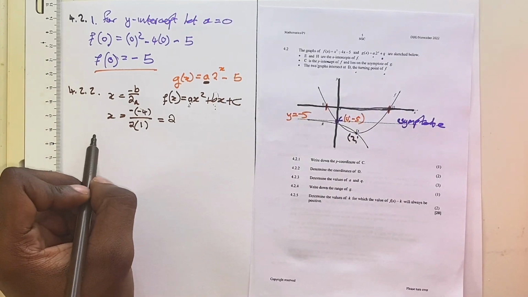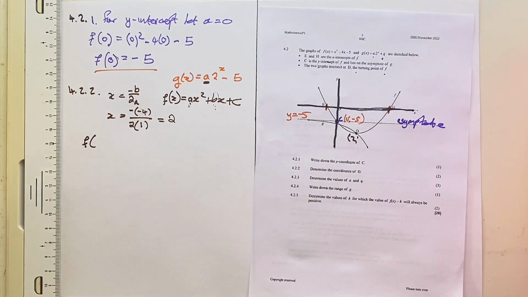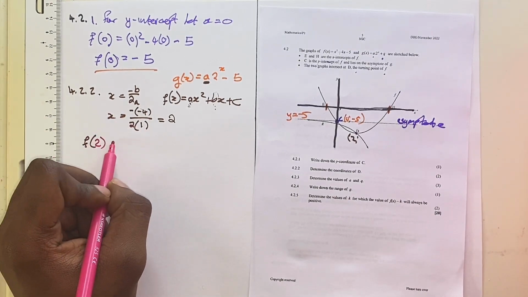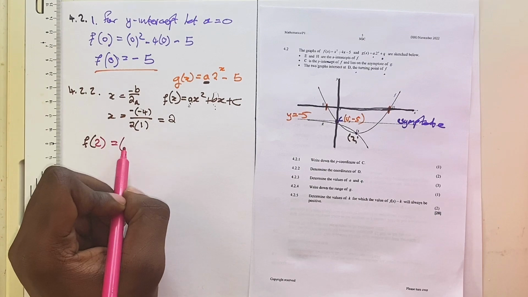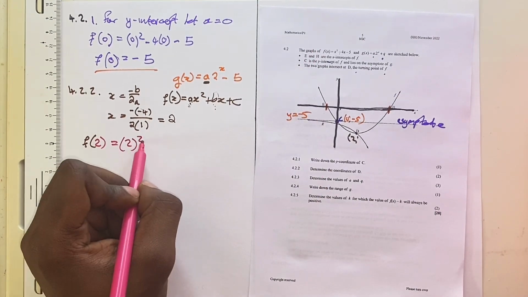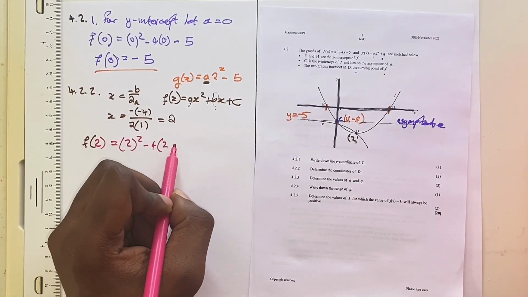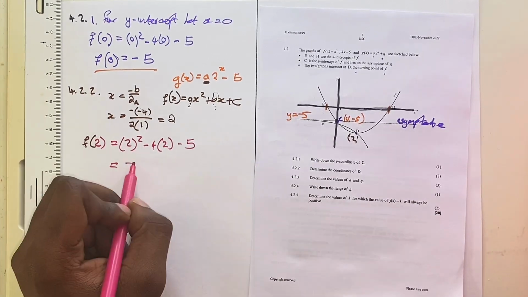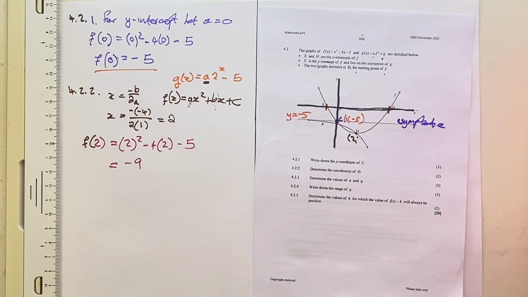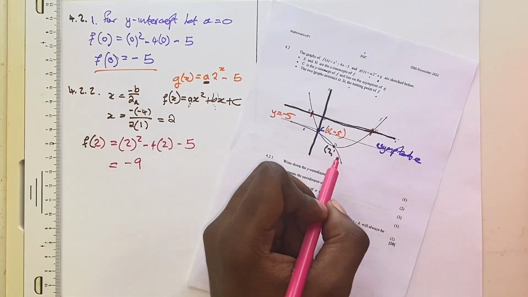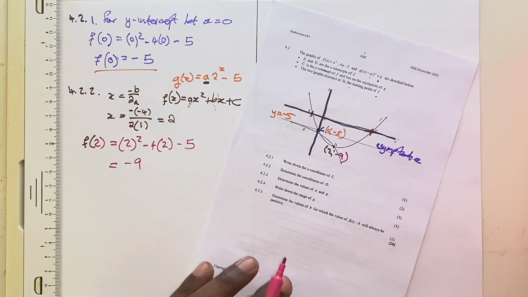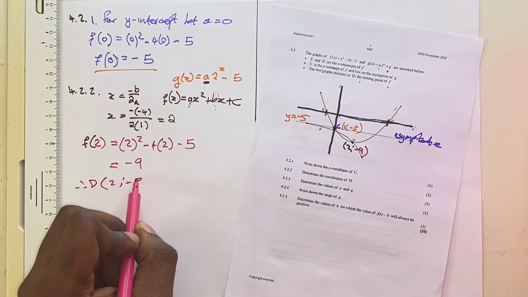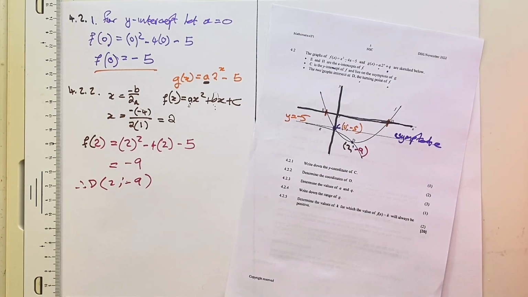Now what is the y-coordinate? The y-coordinate, we just take the function and substitute the value of x, which is 2. So we'll have 2 squared minus 4 into 2 minus 5. And that will give me negative 9. Now, that means the coordinate of D is (2, negative 9). Therefore, D is (2, negative 9).